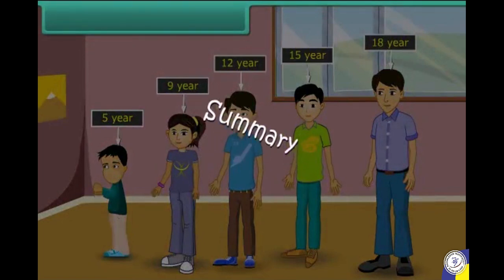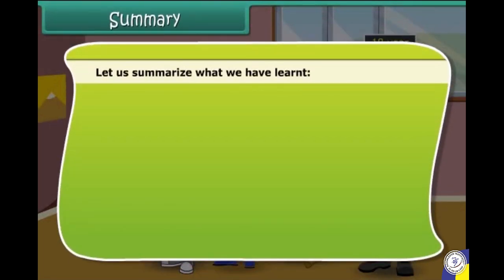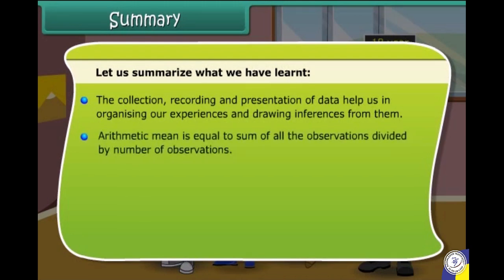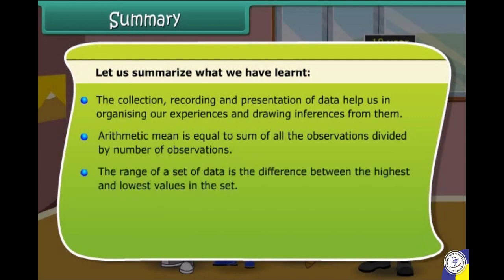Summary. Let us summarize what we have learned. The collection, recording and presentation of data help us in organizing our experiences and drawing inferences from them. Arithmetic mean is equal to the sum of all the observations divided by the number of observations. The range of a set of data is the difference between the highest and lowest values in the set. The mode is simply the number which appears most often.